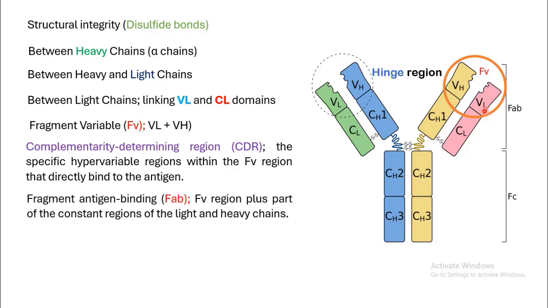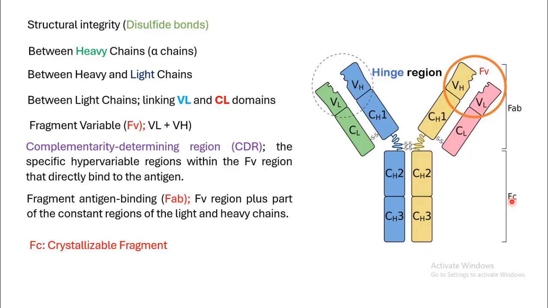Then we use the term FAB. If you look at this one, the FAB starts from here and moves up to here. This fragment antigen binding, known as the FAB region, is the FV region, that is the VH plus VL, plus it also covers some of the constant regions of these antibodies. So the FAB is the variable region plus the constant region. Not all of the constant region, only some part of the constant region of the light chain and some part of the constant region CH1 of the heavy chain.